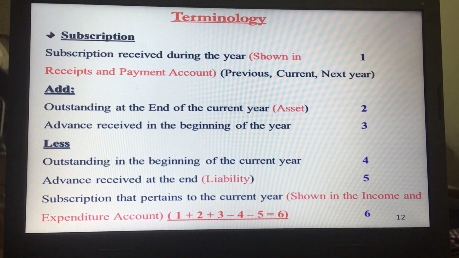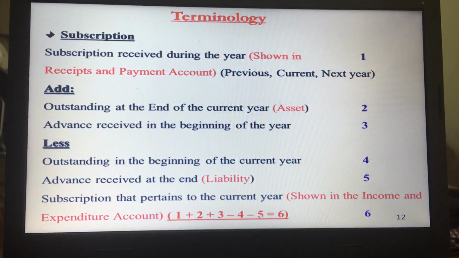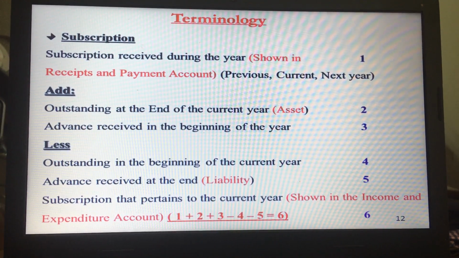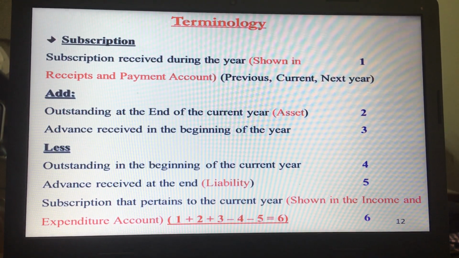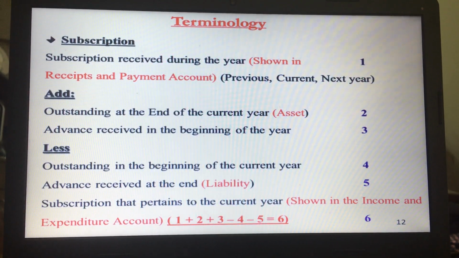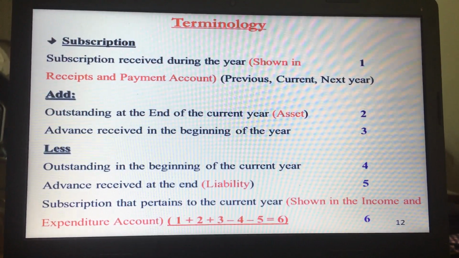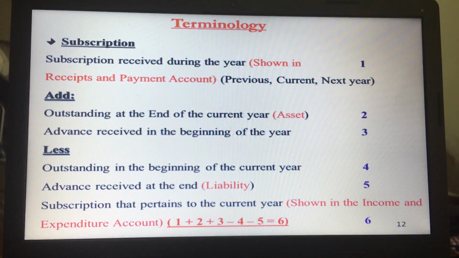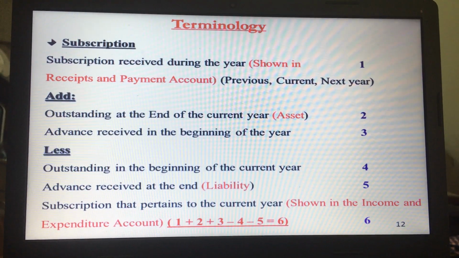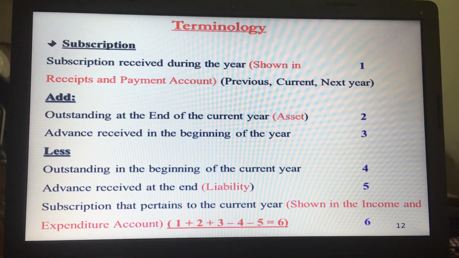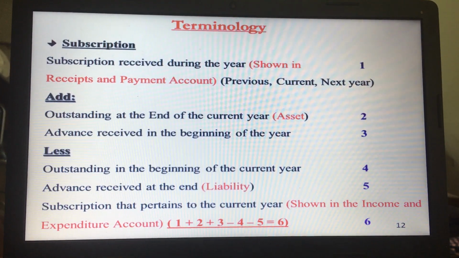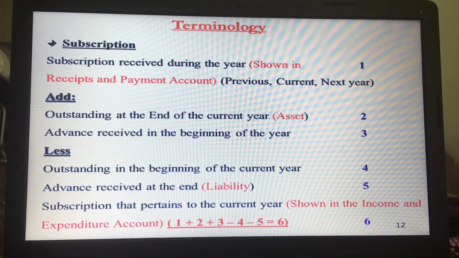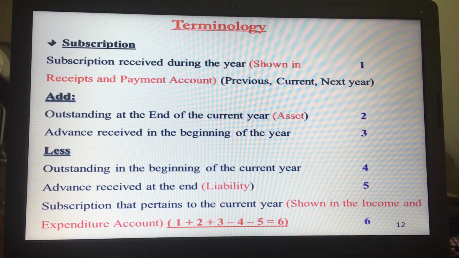I'll recap this again. Whatever subscription is received during the year will be shown in the receipt and payment account, irrespective of whichever period it pertains to. If an amount is outstanding still in the end of the current year, it will be added. Advance received in the beginning of the year will be added. Any amount which is outstanding at the beginning of the current year will be reduced. Advance received at the end of the current year, which pertains to the next year, will be reduced. And whatever amount we get is actually the subscription that pertains to the current year. And this amount will go on the credit side of income and expenditure account.